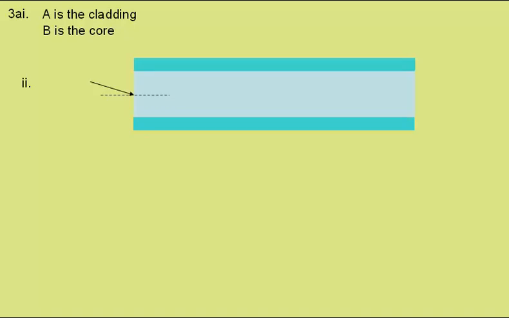In part 2 we need to complete the path of the ray through the fibre, assuming it undergoes total internal reflection at the boundary between A and B. Well, the ray will go something like this.